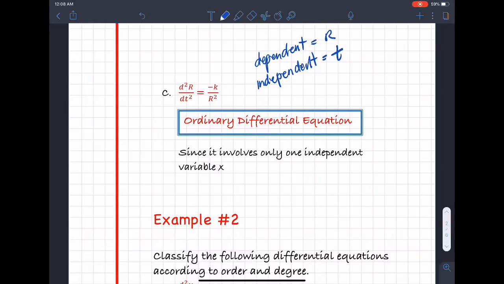But sir, what is k? Is k a variable? Since k does not involve any derivative, even though it is a letter, k here is considered a constant. It is not a dependent variable, it is not an independent variable, but rather a constant. The dependent and independent variables can only be identified as long as those variables involve derivatives. If it does not, that is considered a constant. Therefore, this particular example is considered an ordinary differential equation.